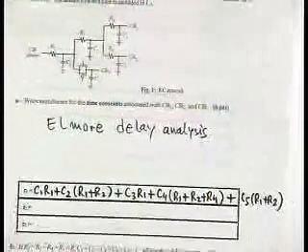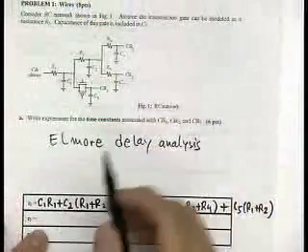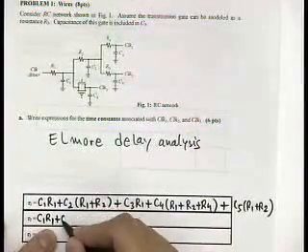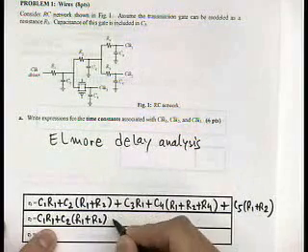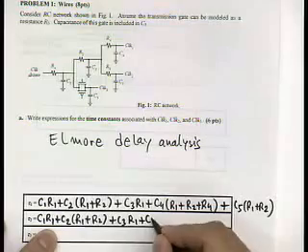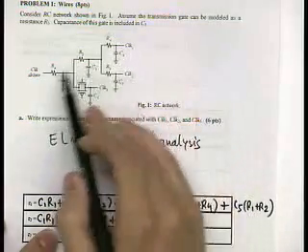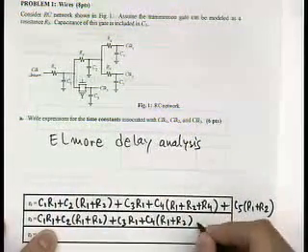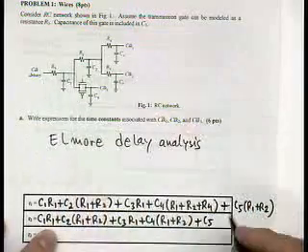And then for path number 2, you have basically the same drill. For C1 you only see R1. For C2 you see R1 plus R2. For C3 you see only R1. Then C4 sees basically R1 plus R2, because those are on the path. And finally, for C5, you see R1 plus R2 plus R5.